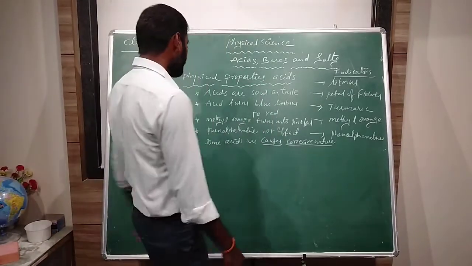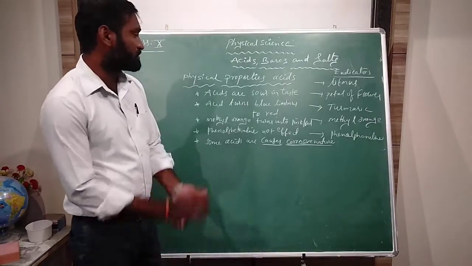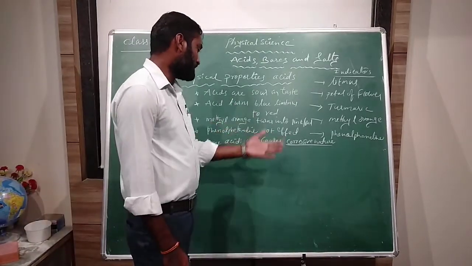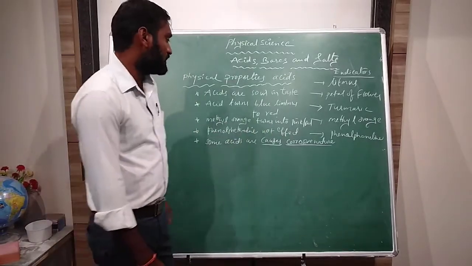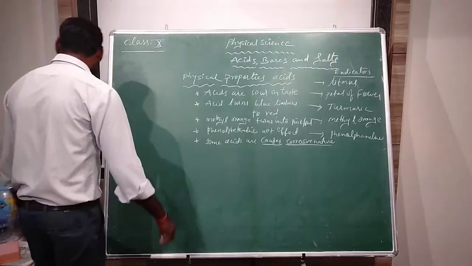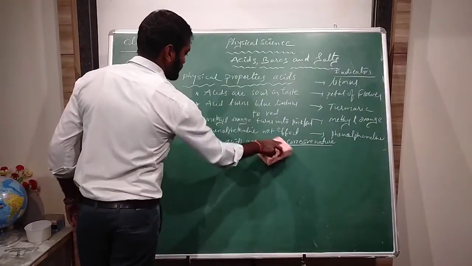So the acid tests: acids turn blue litmus paper to red, and methyl orange solution to pink or red. Naphthalene balls are not affected. Some acids have a corrosive nature and cause painful blisters. So this is about the physical properties of acids.